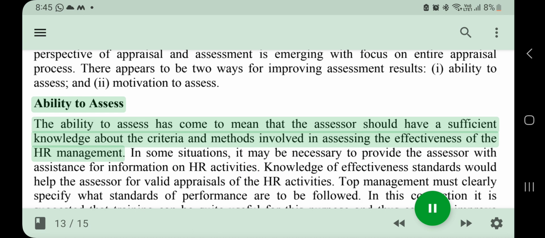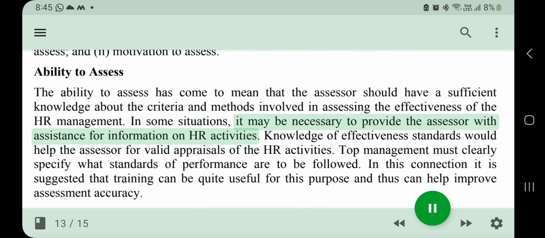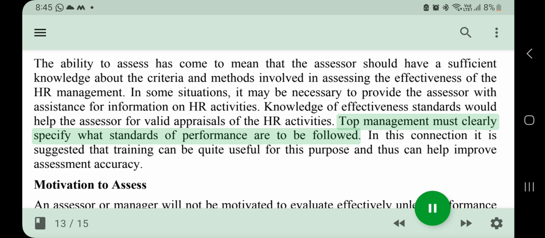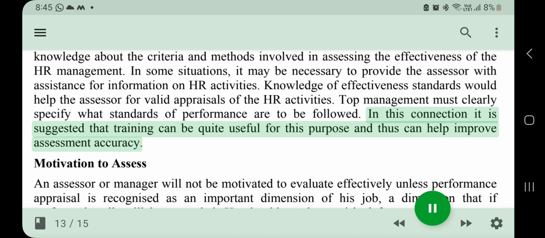Ability to assess. The ability to assess has come to mean that the assessor should have sufficient knowledge about the criteria and methods involved in assessing the effectiveness of HR management. In some situations, it may be necessary to provide the assessor with assistance for information on HR activities. Knowledge of effectiveness standards would help the assessor make valid appraisals of the HR activities. Top management must clearly specify what standards of performance are to be followed. In this connection, it is suggested that training can be quite useful for this purpose and thus can help improve assessment accuracy.